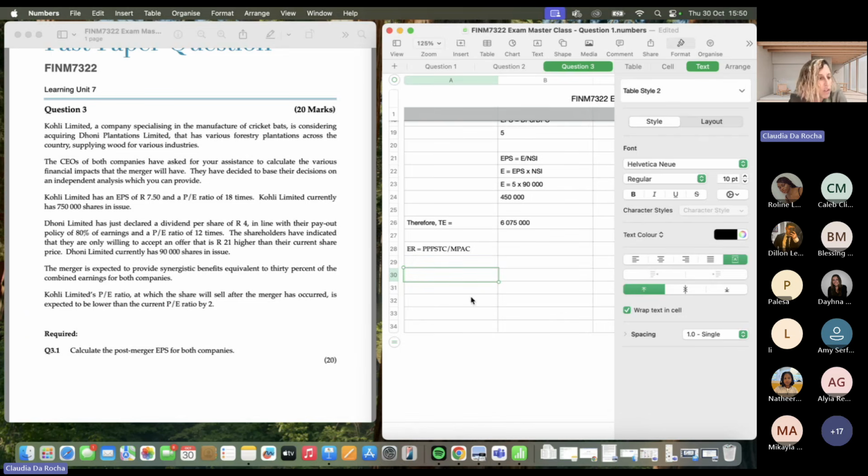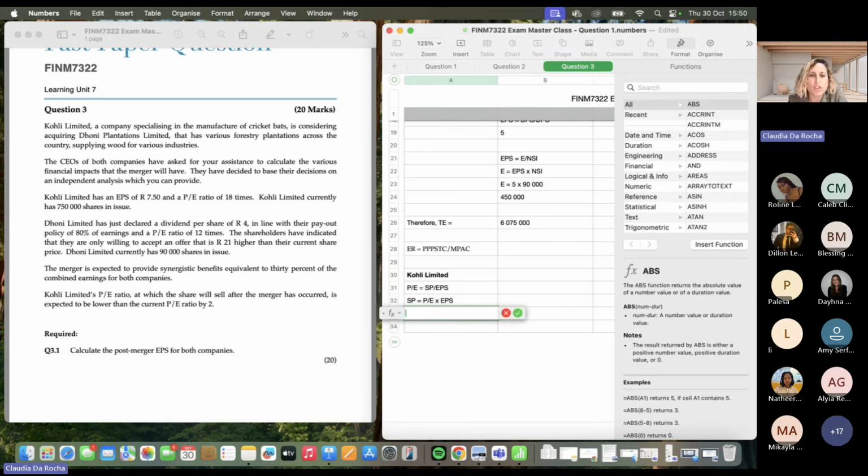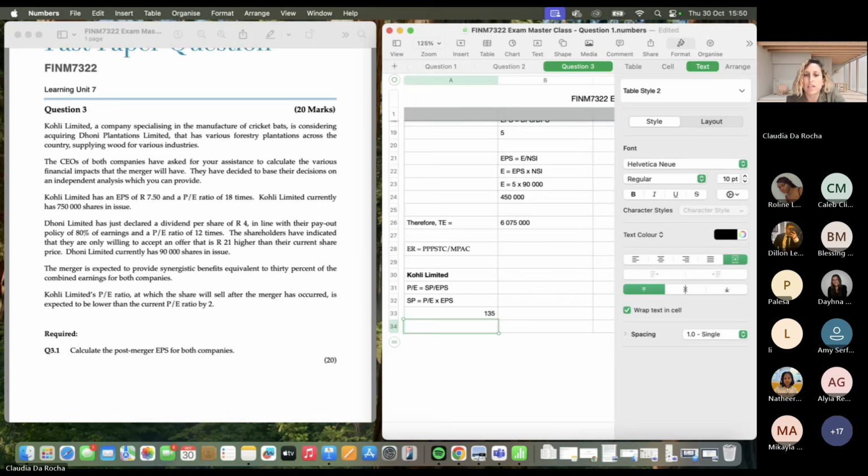How do I get my share price for my target company? So it's Coley. We can use our PE formula, which is your share price divided by your earnings per share, which means my share price is equal to your PE times EPS. My price earning ratio for Coley is 18, and my EPS is the 750. So my share price for Coley is 135.